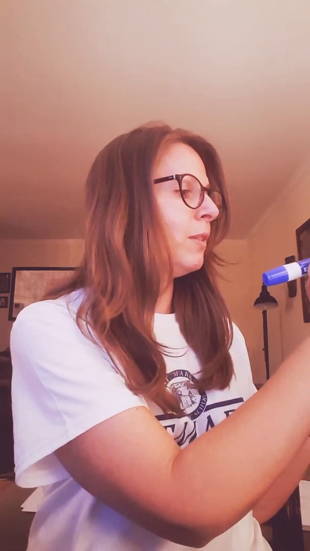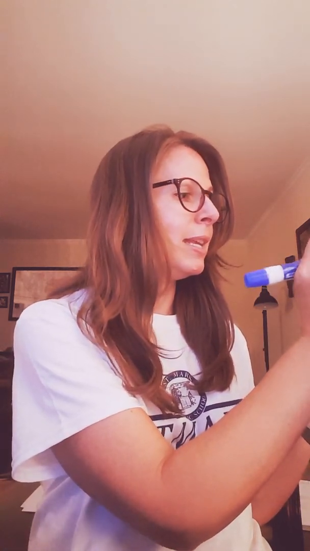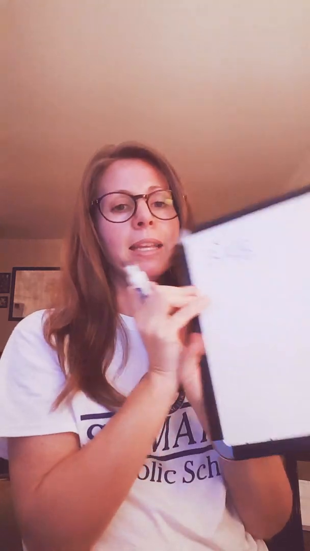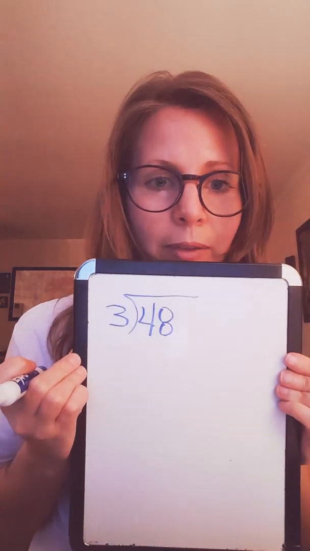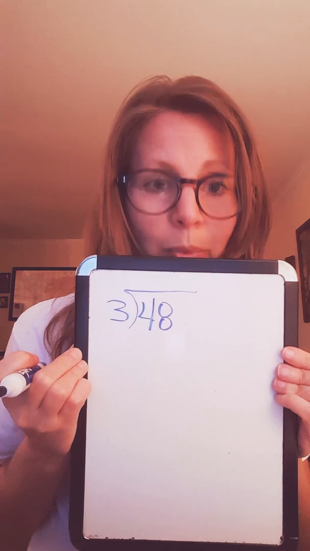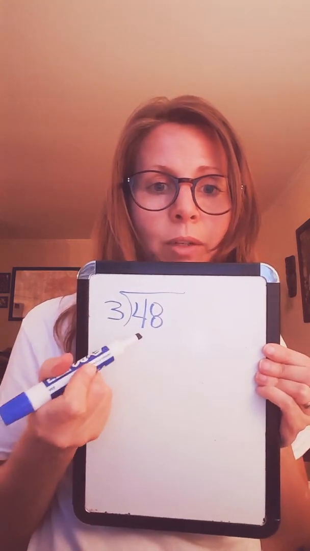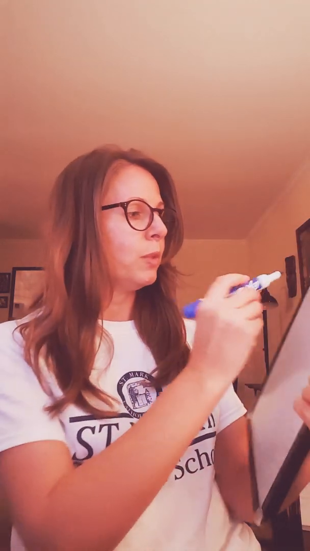Let's try to do 48 divided by 3. Okay, so where are we going to put what? 48 is the number we are dividing up, and we're dividing it by 3. So the 3 is going to go on the outside, and the 48 goes underneath the diving board. So first we divide 3 into 4, okay? 3 can go into 4 one time.